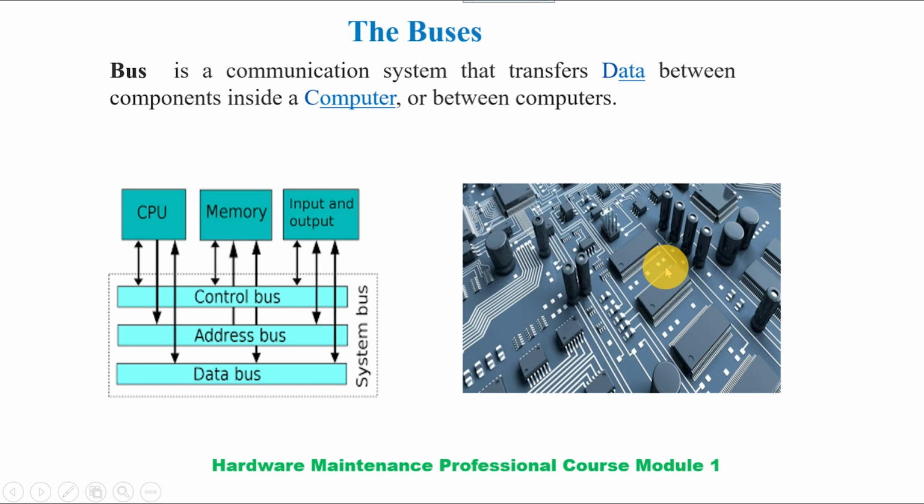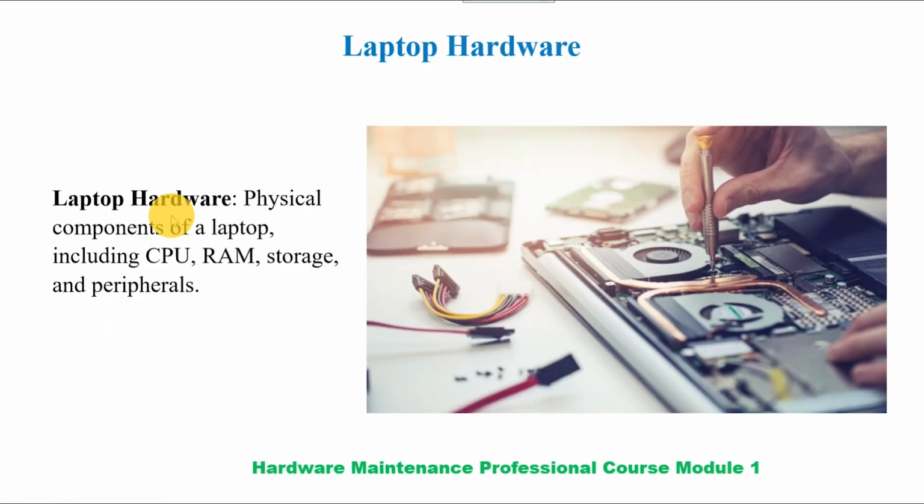Then we have what we call buses. A bus is a communication system that transfers data between components inside a computer or between computers. These are typical examples of buses. This is the inside of a computer motherboard. You see all these channels where the information is carried. And look at the different types of buses: we have a control bus, an address bus, and a data bus. Each type of bus carries specific information to a specific component in the computer hardware.